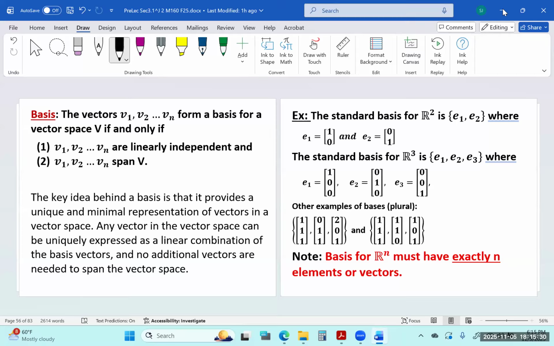So these are standard. Now besides the standard, we have other bases also. For example, here, 1, 1, 1, 0, 1, 1, 2, 0, 1. These are three linearly independent vectors. So they also are bases. They span the entire R3. Same thing with this one, 1, 1, 1, 1, 1, 0, 1, 0, 1. They are linearly independent. They span the entire R3, so they are bases.